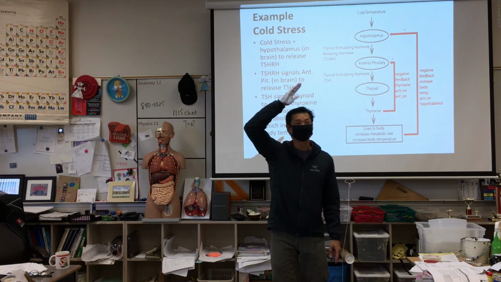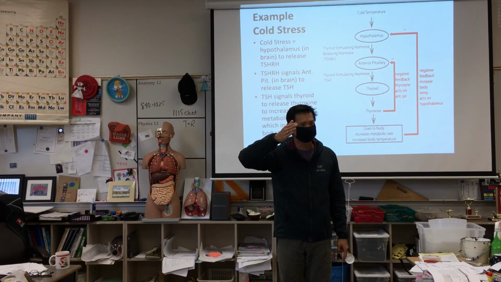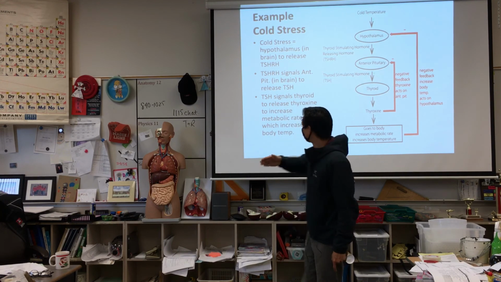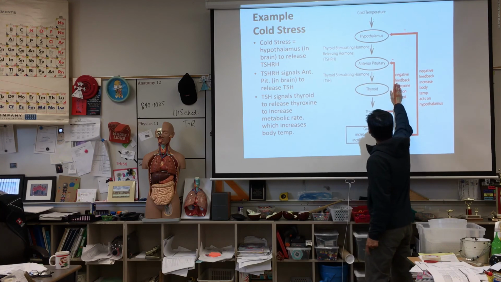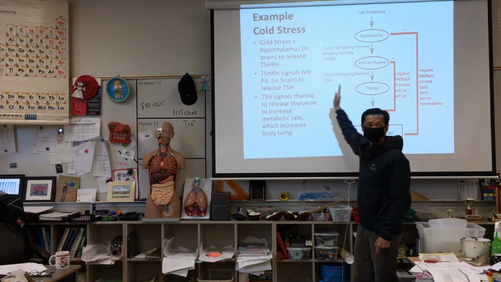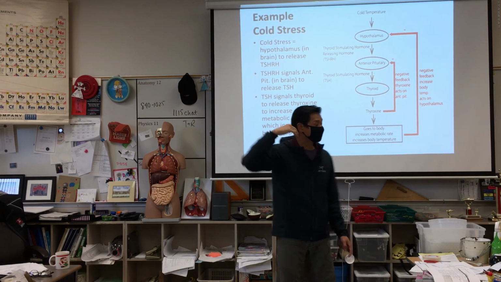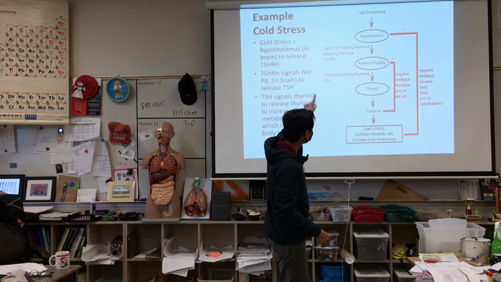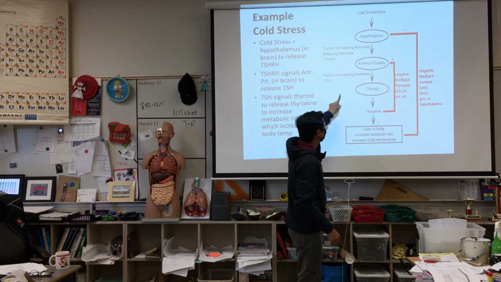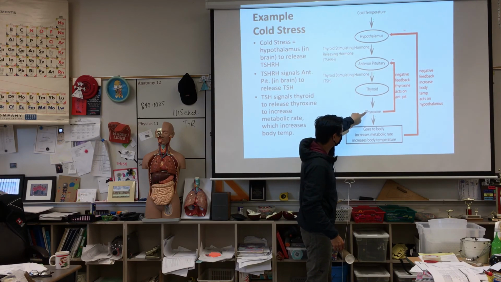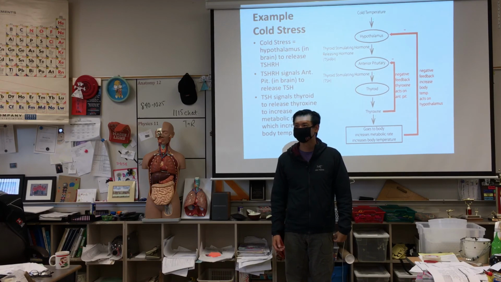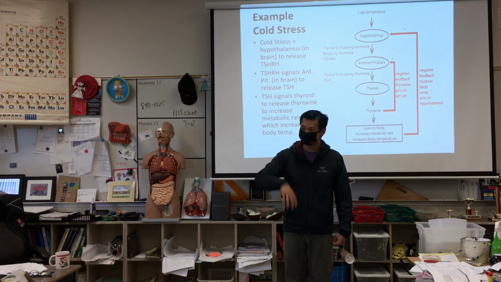And then your temperature will start dropping. And as your temperature drops, your body goes, hey, wait, we're getting cold again. And then guess what? These two feedbacks disappear. And then you release more TSHRH, which leads to more TSH, which leads to more thyroxine, which leads to more warmth. And then feedback to cool you down again.